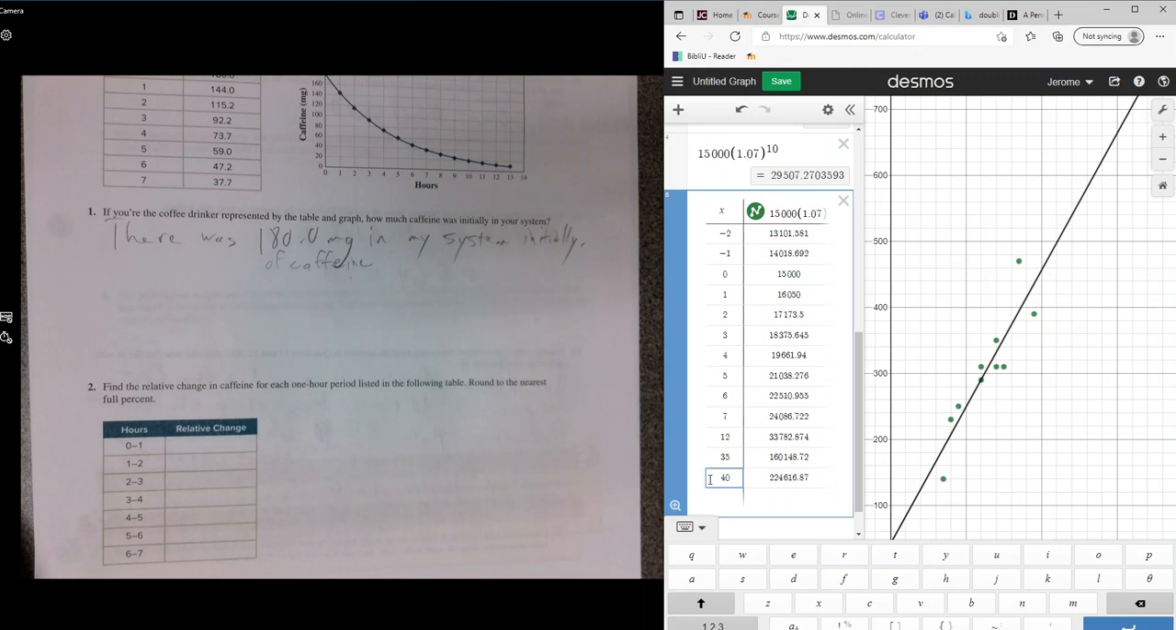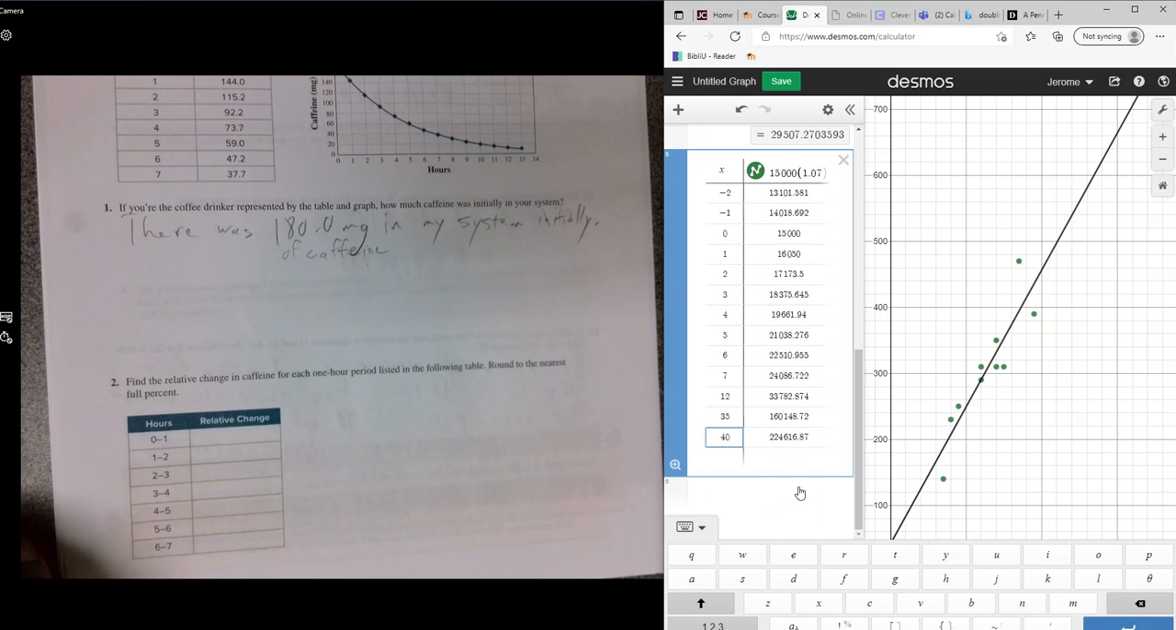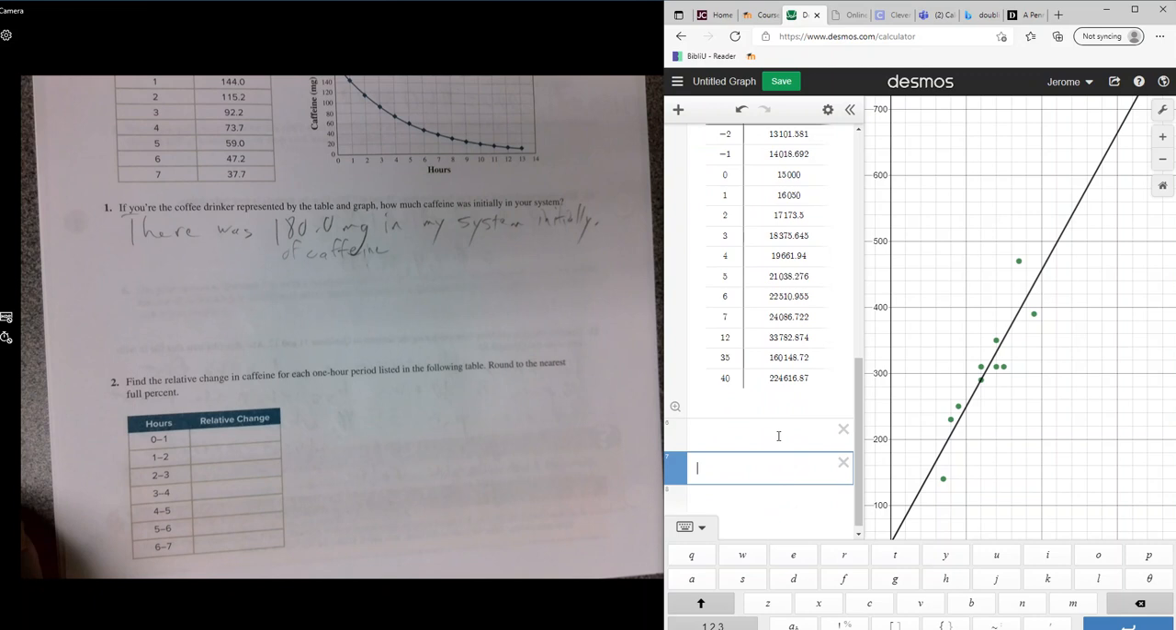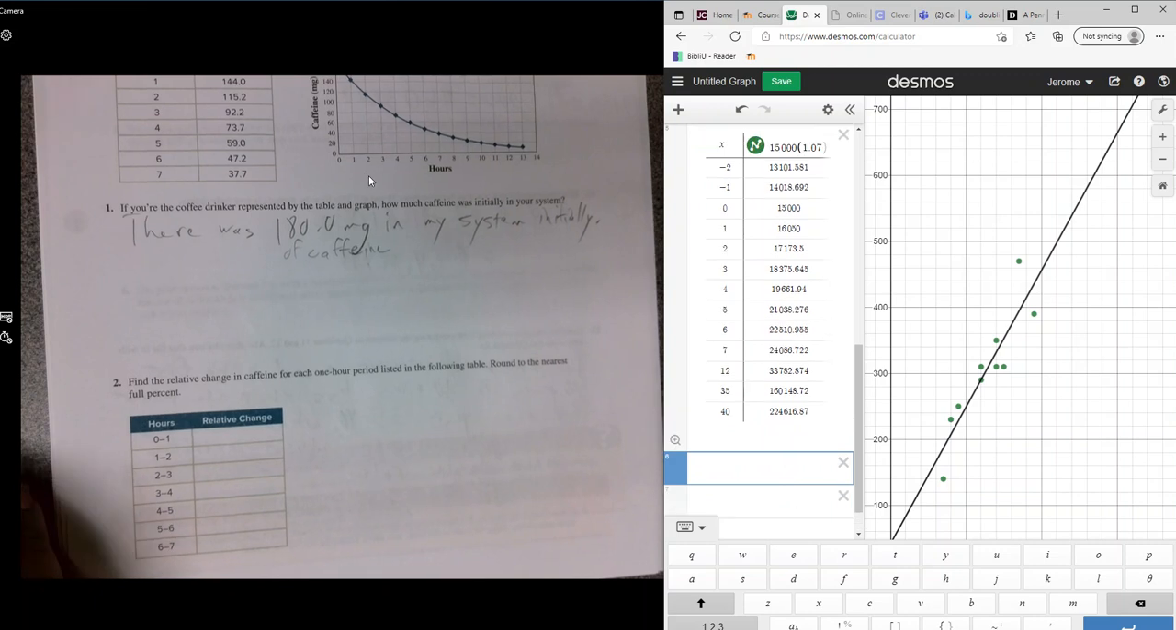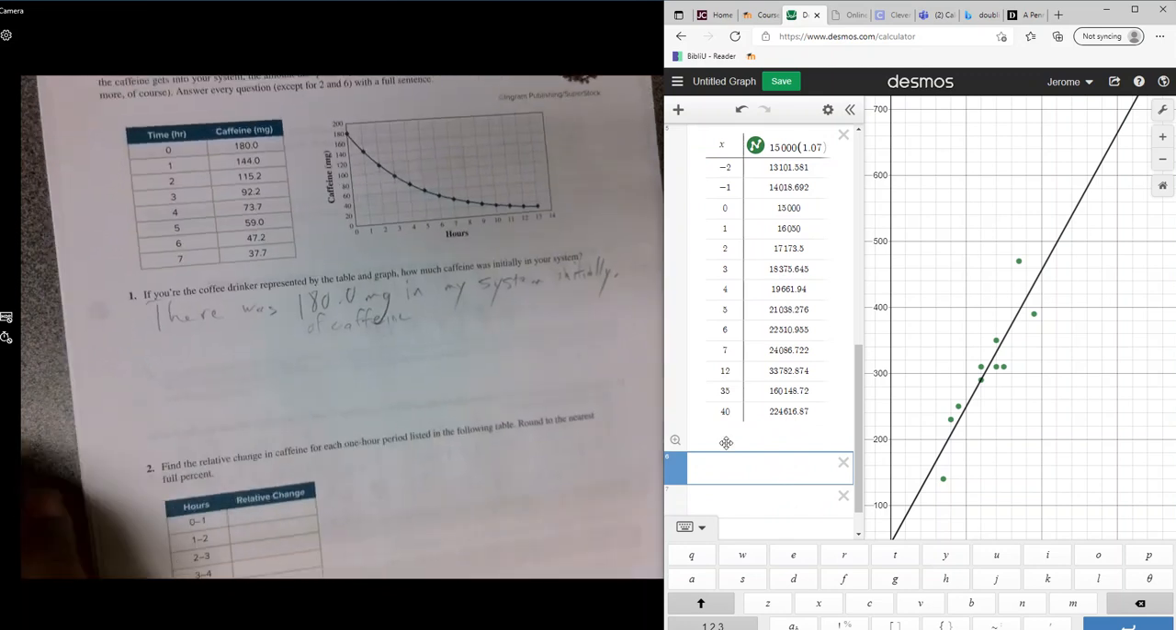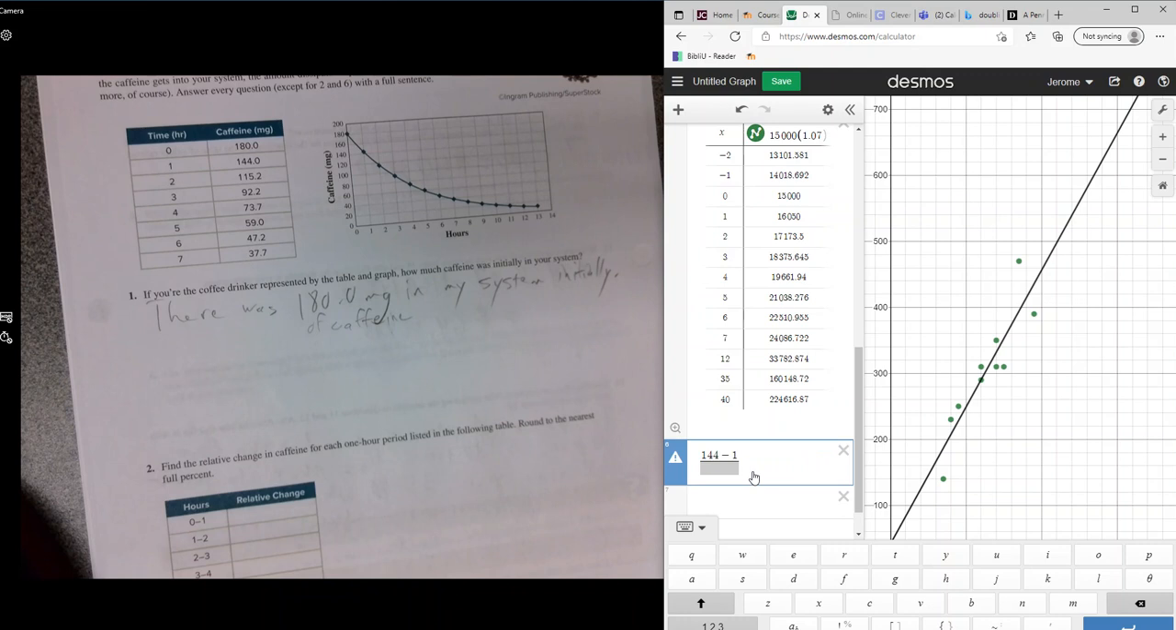So what we would do here, we would take the value from the 1 hour, which is 144. Then we would subtract the beginning hour, which was 180, or the 0 hour. Then we would divide it all by 180. And if you notice, we have a negative 0.2. So we'll change that to a percent. So it'll be a negative 20%.